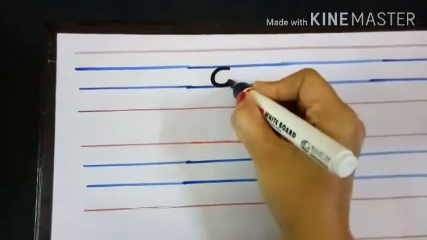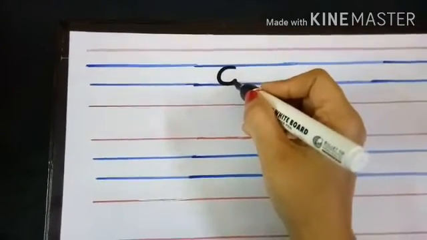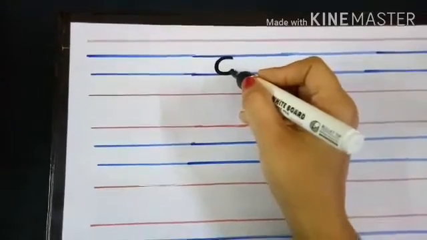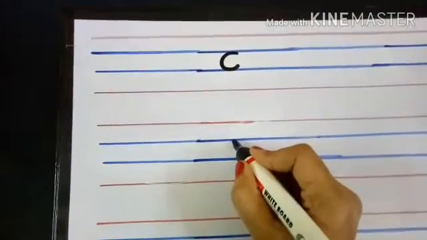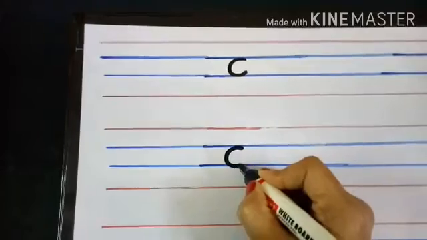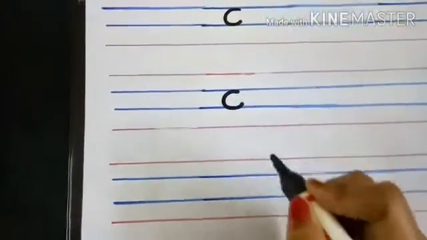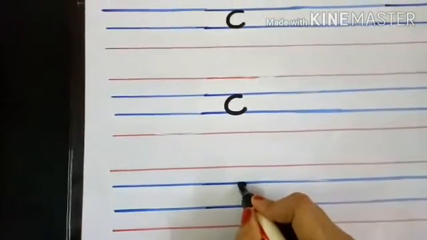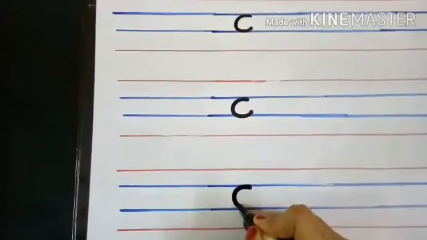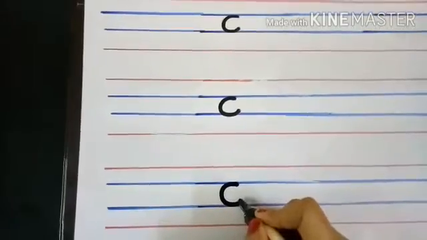What is this, children? This is small alphabet C. Now how to write small alphabet C? Keep your pencil on the second line. Take a left curve towards the third line. This is small alphabet C. Keep your pencil on the second line and take a left side curve towards the third line.